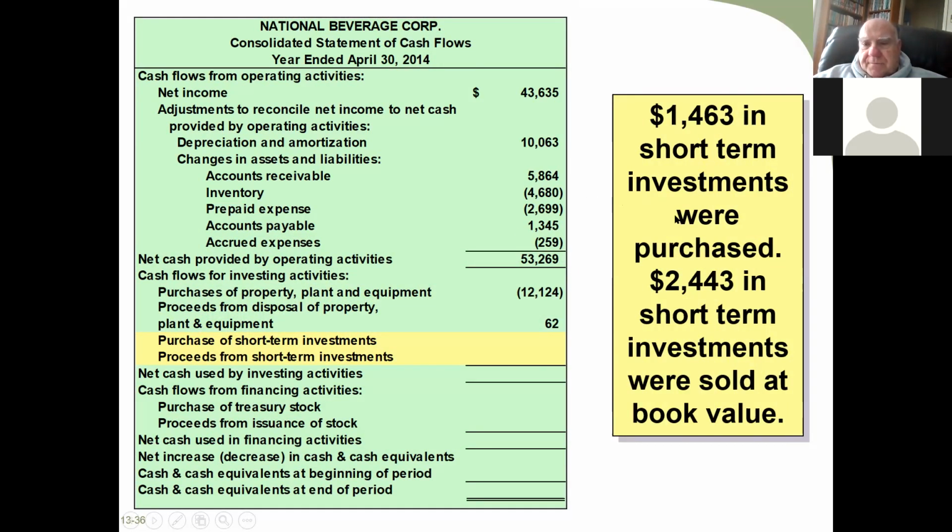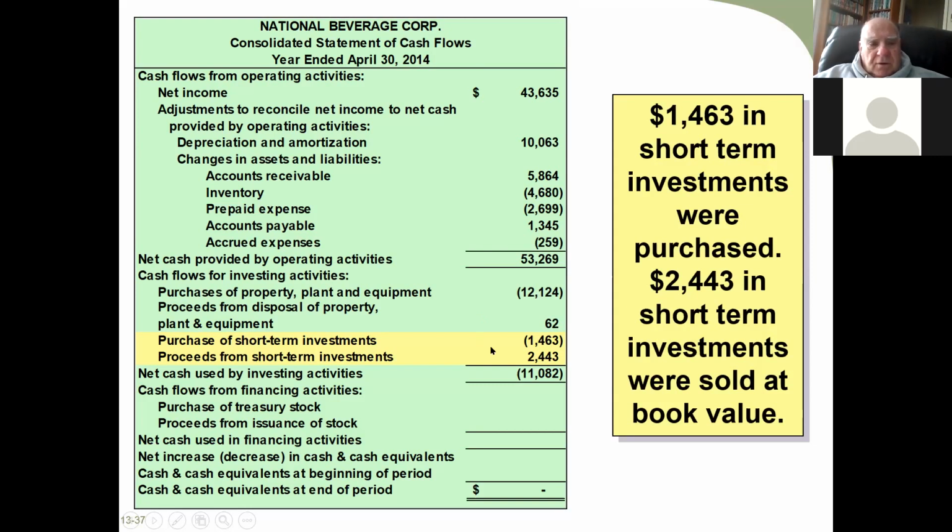980 was the change, but let's see. How much did we purchase? We purchased 1,463, and 2,443 in short-term investments were sold. So the 2,443 is obviously a positive cash flow. We sold something, and here we bought something. So there's your 980, 2,443 minus 1,463.